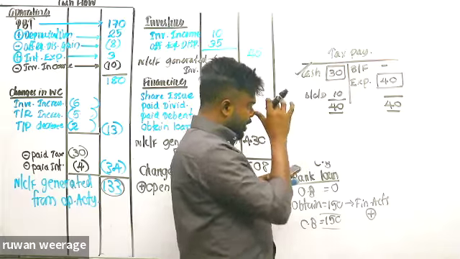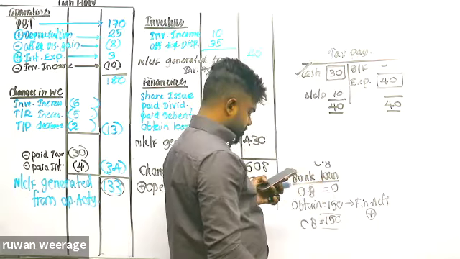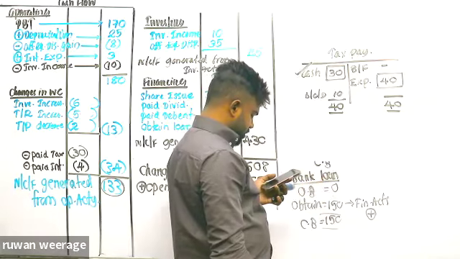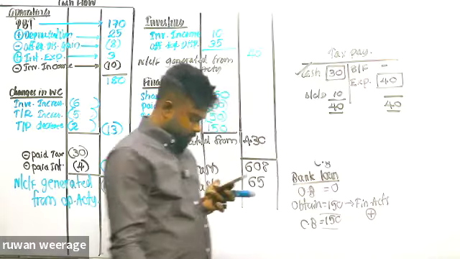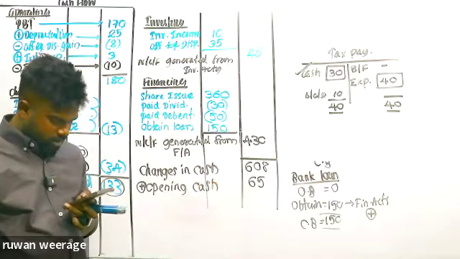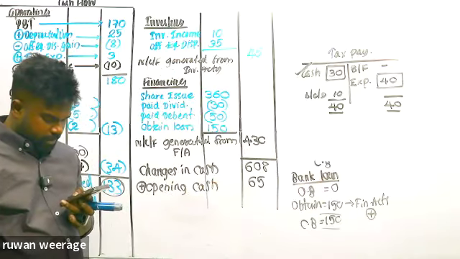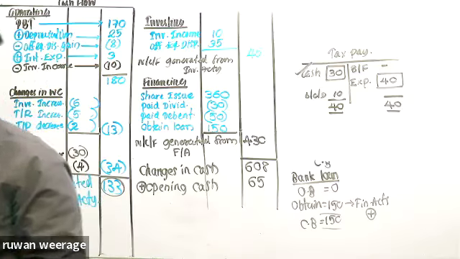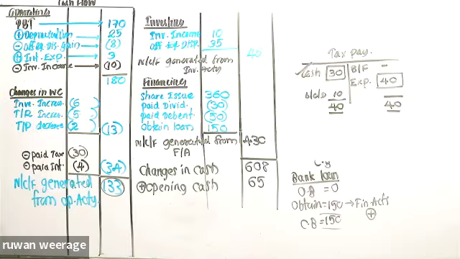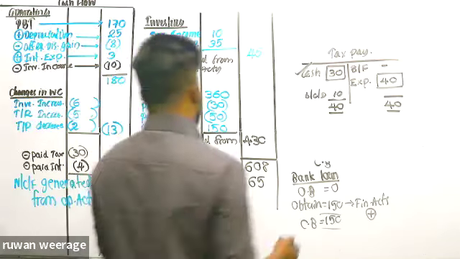Office equipment I didn't consider, right? Which one? Office equipment. Investment. Building value, right? Sorry. Building value I forgot to consider.